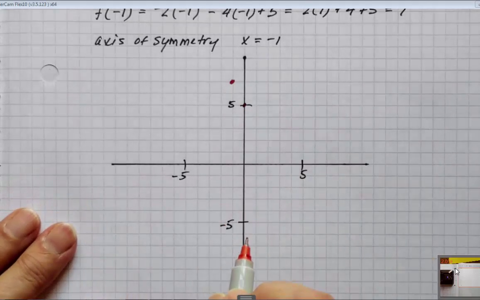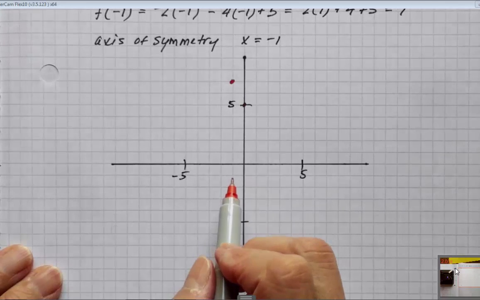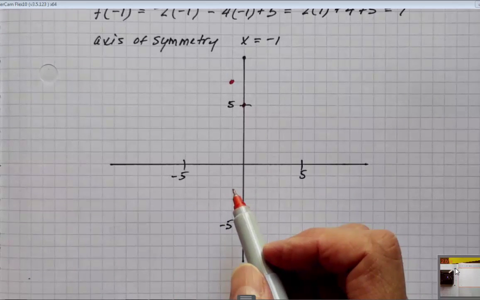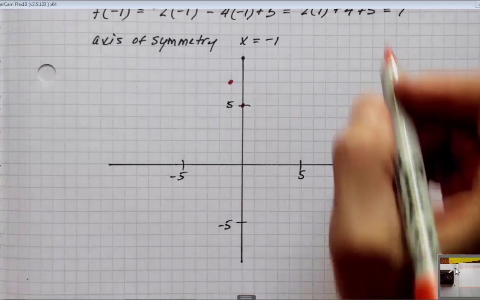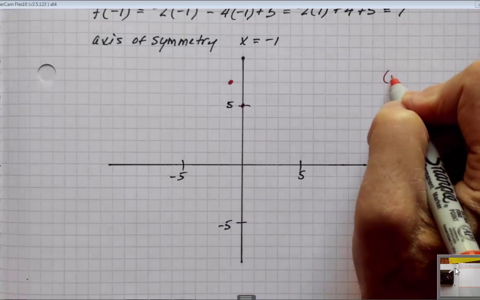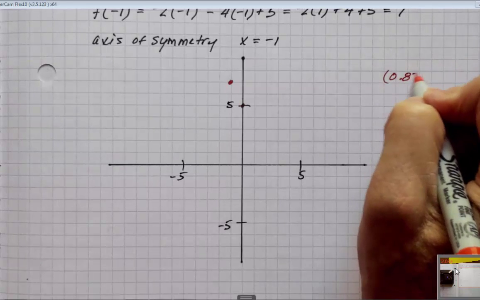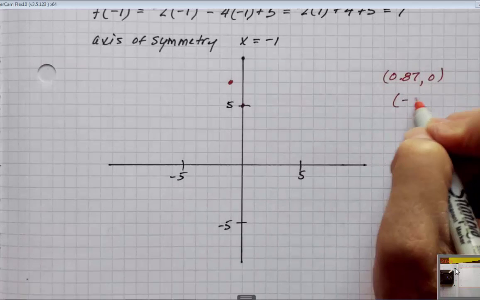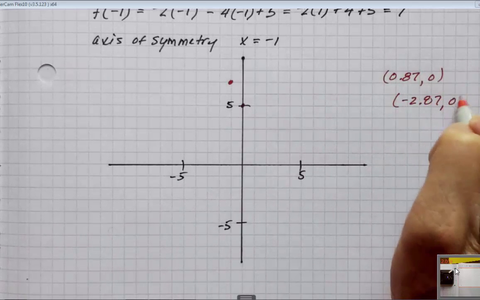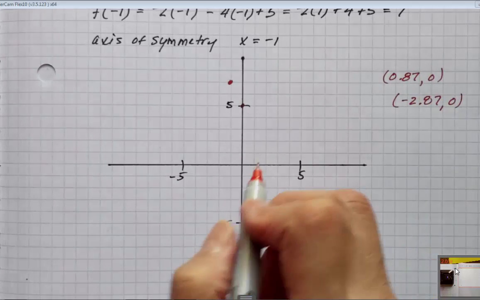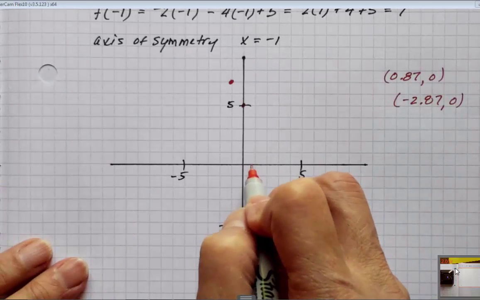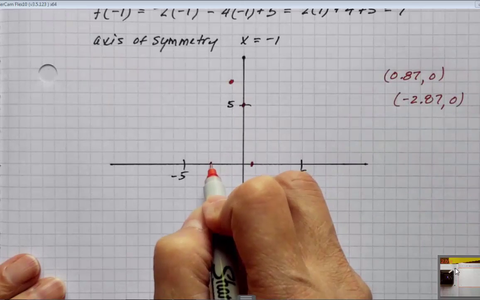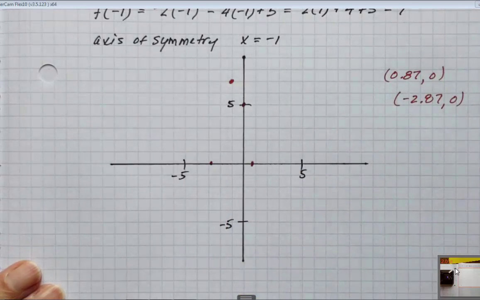And then my x-intercepts, if I take negative 2 plus the square root of 14 and divide it by 2, I end up with 0.87. So my x-intercepts are 0.87, roughly, 0. And the other x-intercept is negative 2.87, 0. So trying to graph those two, we're going to be on the x-axis just a little bit shy of 1 and just a little bit shy of negative 3.